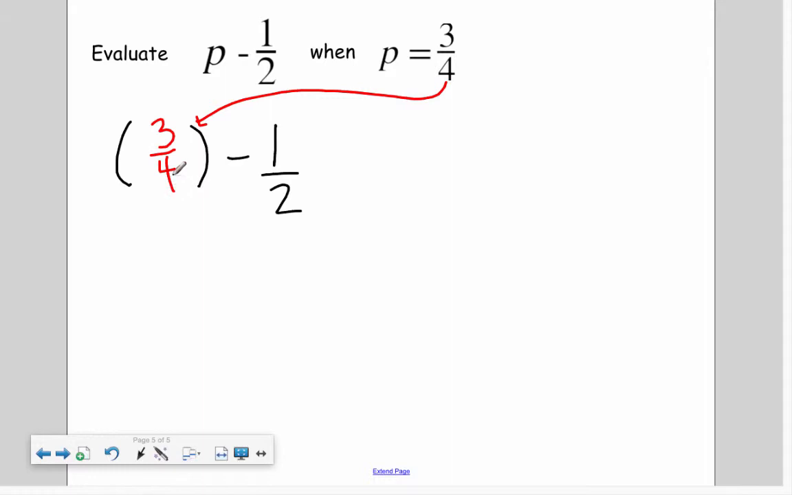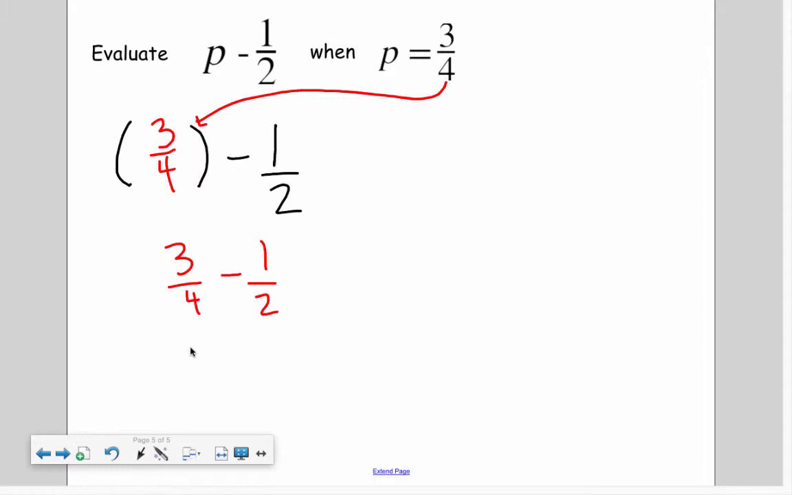When you evaluate an algebraic expression, you know the value of the variable you're substituting in. And I like using parentheses to just, again, keep track of some mathematical things that might happen. So now we just keep going. We work down in a vertical fashion. What is 3/4 minus 1/2?